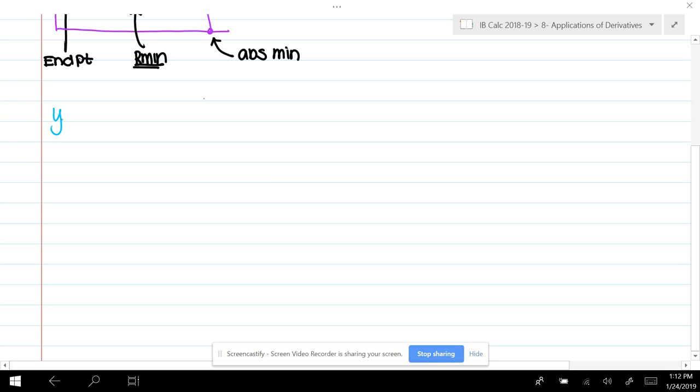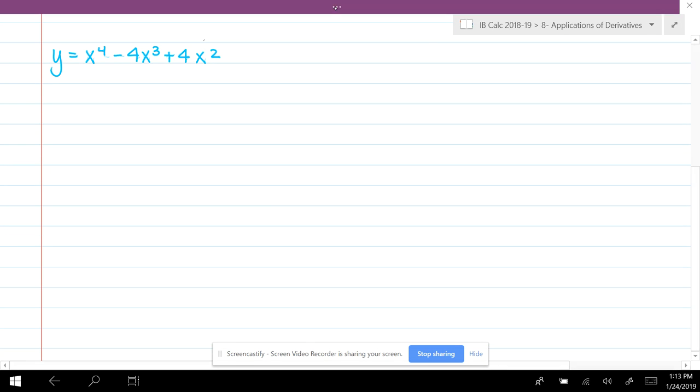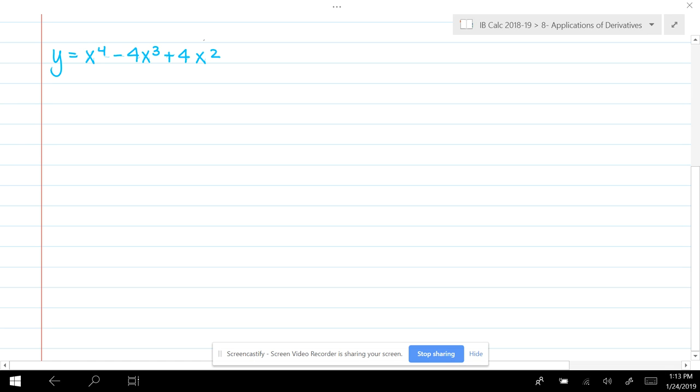Let's do y equals x to the 4th minus 4x to the 3rd plus 4x squared. Okay, and what I want from him are the intervals of increasing, decreasing, max, and min. So I'm just going to model for you what I would expect to see when you're given this. The first thing we need to do is take the derivative. So the derivative is 4x cubed minus 12x squared plus 8x, and hopefully I didn't mess anything up.